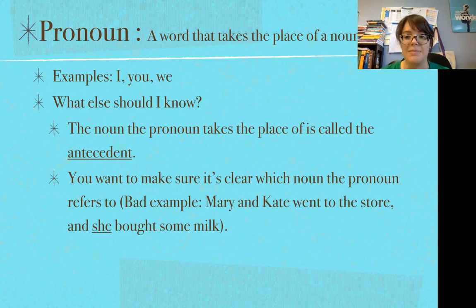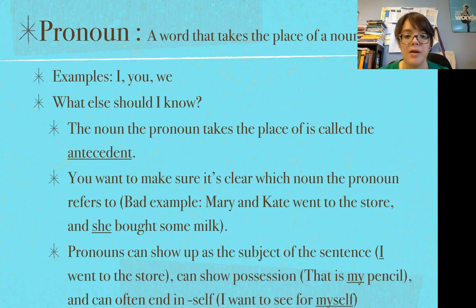So, a bad example: Mary and Kate went to the store and she bought some milk. I don't know whether it's Mary or Kate because both of them are girls and she could refer to either one. So you want to make sure your pronouns are clear. All right, pronouns can be the subject of the sentence: I went to the store. They can show possession: that is my pencil, what we call a possessive pronoun. And they can end in self, like I want to see for myself. Those are called reflexive pronouns, but you don't need to know that.